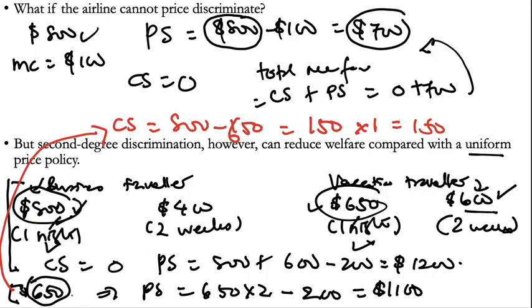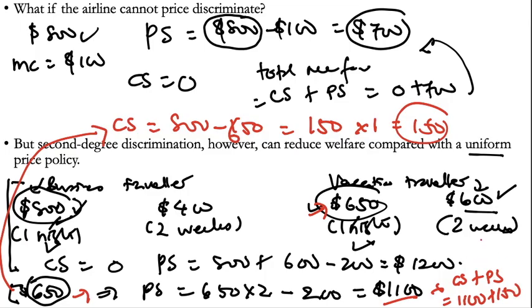Why? Because the price charged is exactly the maximum price that vacation travelers are willing to pay. Okay, so what happens to social welfare in this case? Social welfare in this new case is consumer surplus plus producer surplus. We have calculated the producer surplus for the non-discriminating price, which is 1,100, plus the consumer surplus that we get here, which is 150.